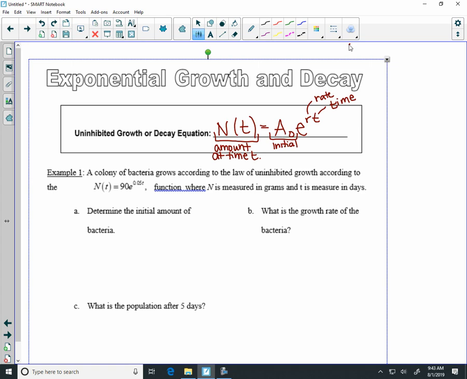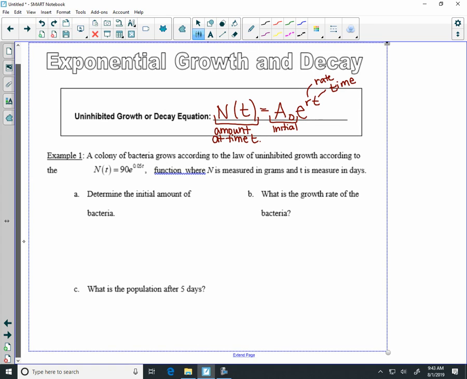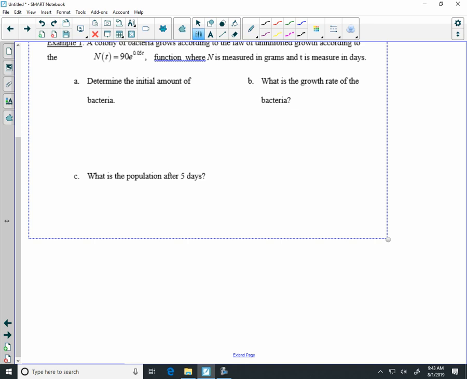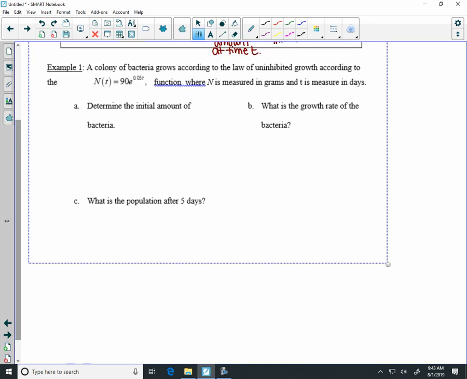So a couple years ago, we had these modeling problems moved down to Algebra 2, but we lost some of the more difficult ones. And so I wanted to do a couple as an extension here so that you can get some experience with them. They're very good algebra. So example number 1 gives us a colony of bacteria, and we have uninhibited growth here. And our equation is N of t equals 90 e to the 0.05t.